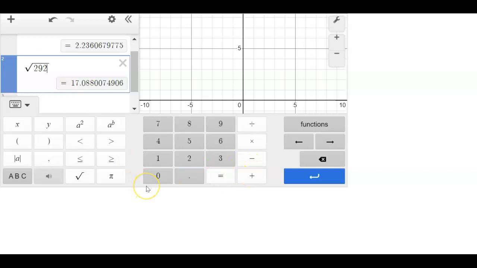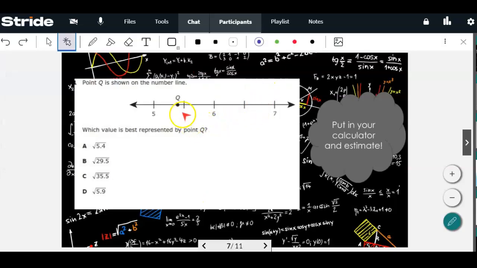Delete that. I messed up. 5.43. That could be a possibility. So I'm going to definitely put this could be it, because right here is 5.5 and this came out to approximately 5.43.